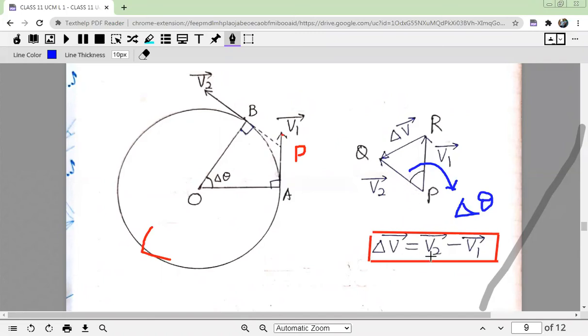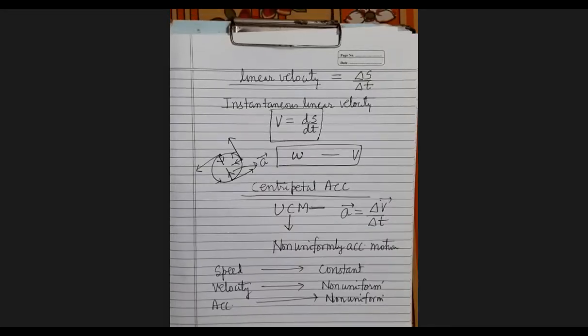So what will be vector v2 minus vector v1? What will be its direction? The direction of the vector is from v1 to v2. So this will represent the delta v. This will represent the delta v. It's clear. Now you can see here.